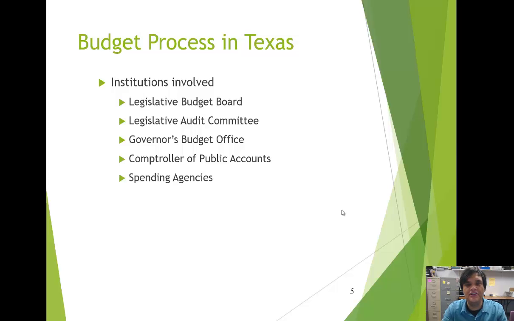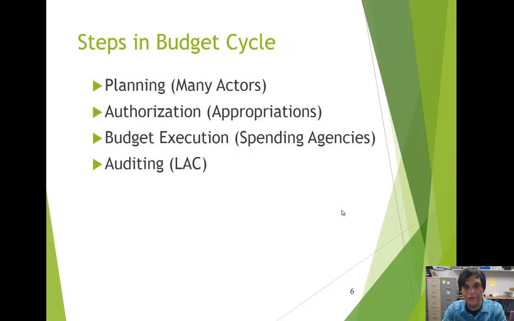And you have all these institutions contributing their 2 cents on what the budget should look like, where the budget money should go, and things like that. So all these institutions have a huge say in what goes on within the budget in Texas. Steps in the budget cycle include these 4 basic steps, which are basically the 4 basic steps of almost any budget.